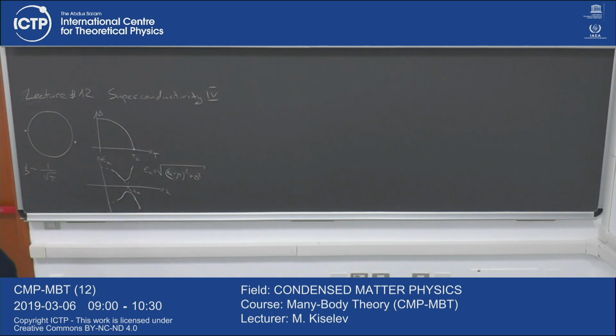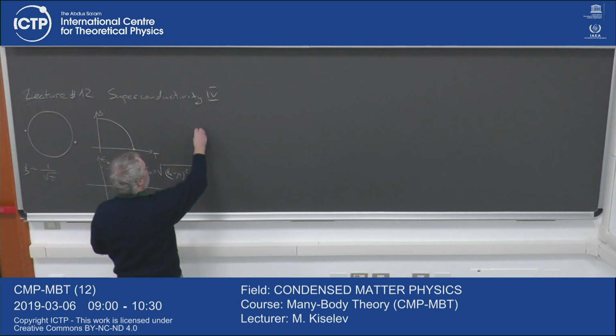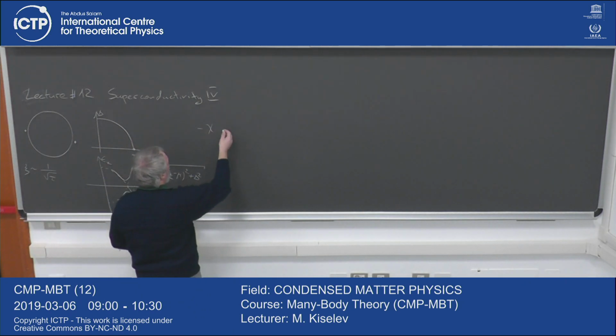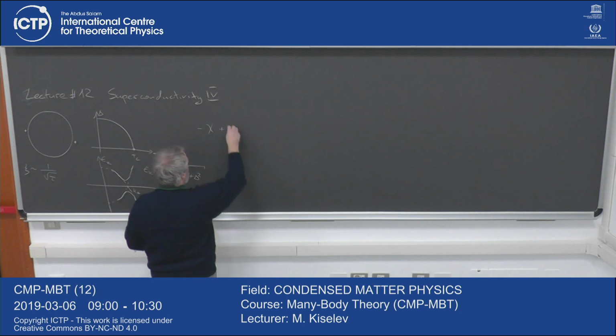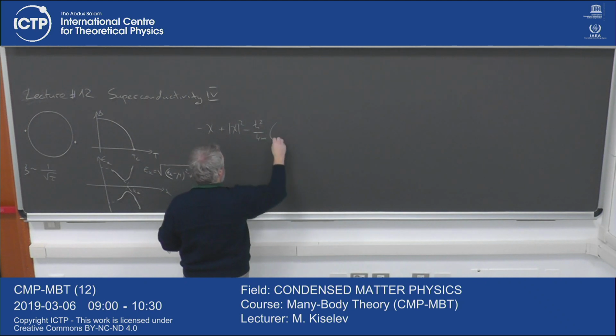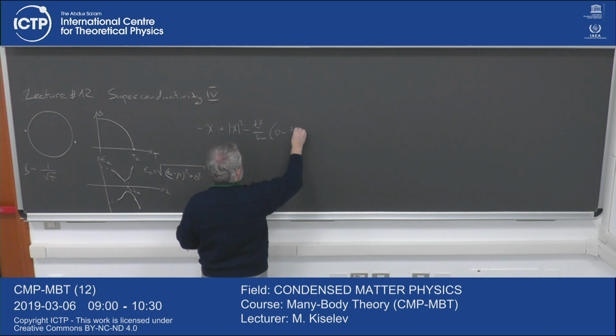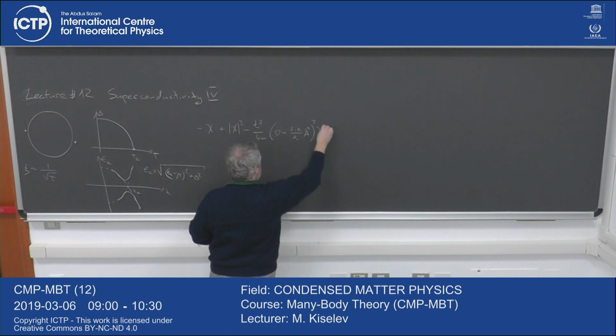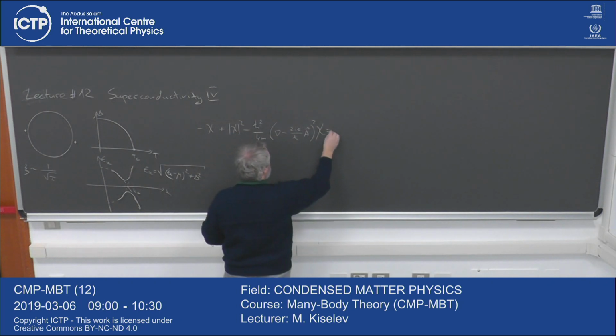And again, maybe I should give a little correction. So what we did, there was the Ginzburg-Landau equation: minus chi plus chi modulus squared minus h-bar squared over 4m, nabla minus 2ie over h-bar, squared, chi equal to 0.